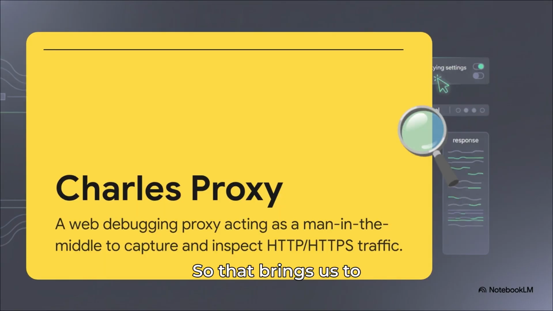So that brings us to Charles Proxy itself. Basically, it's a web debugging proxy that acts as a man in the middle. So instead of your Mac's browser or mobile app talking directly to some remote server out there on the internet, it talks to Charles. And then Charles talks to the server for you. Sitting right there in the middle allows us to capture, inspect, and even dynamically change all that HTTP and HTTPS traffic on the fly. It's literally like having X-ray vision for your network.